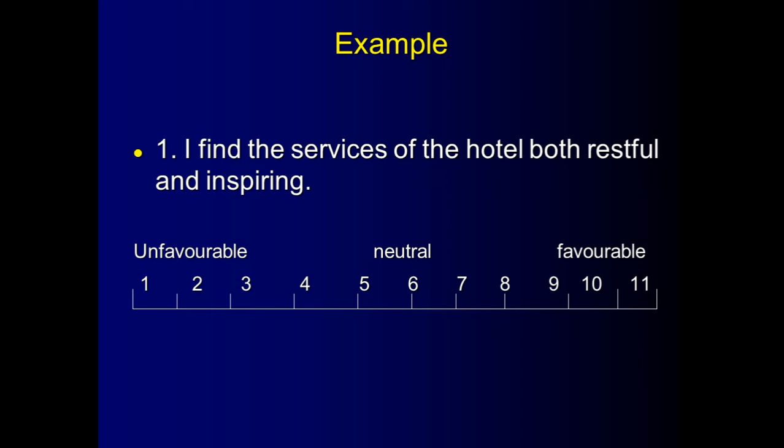How many responses are there? 11 are there. 11 refers to favorable service, 1 means unfavorable. Then 5, 6 could be neutral. But people can even tick 4, 3, 2, or 7, 8, 9 also. Less than favorable is 10. So respondents could tick. But the question is, why 11? Why not 5?